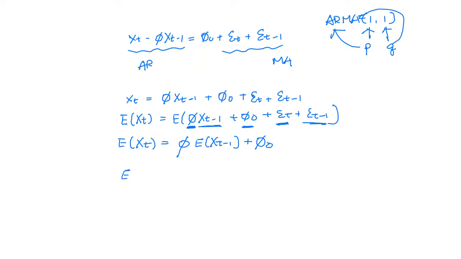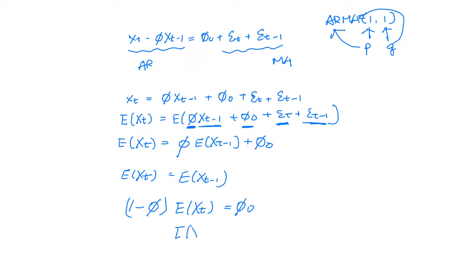So now E[Xt] is equal to E[Xt] times 1 minus this, and Xt becomes this.